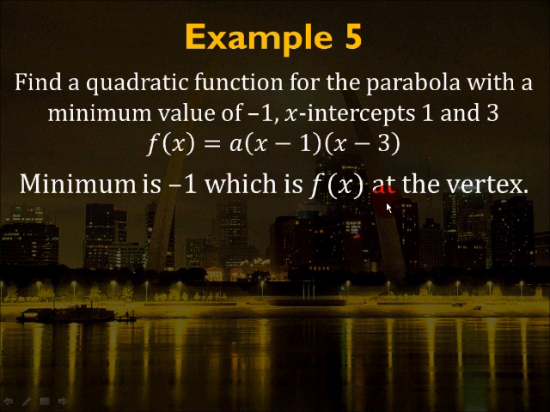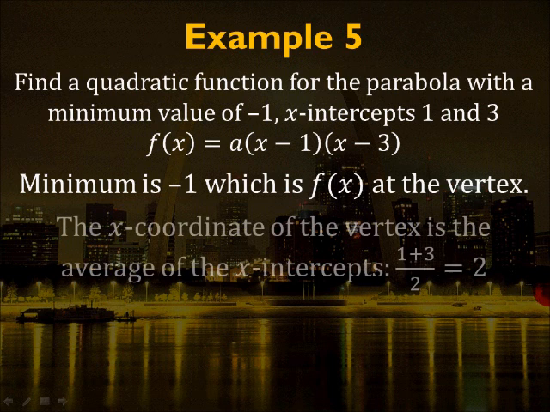What about the x value at the vertex? Well, we can calculate that by taking the average of the two intercepts. If you imagine a parabola, it's going to cross the x-axis maybe twice. If it does, the vertex, because the parabola is symmetrical, has to be exactly halfway in between those 2 points.